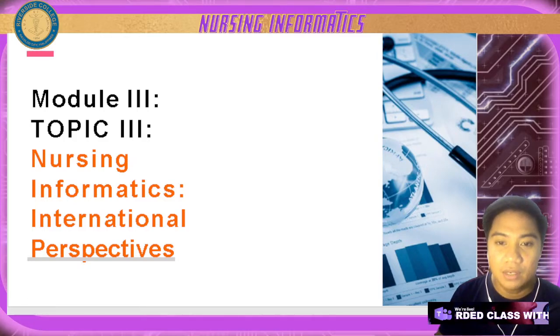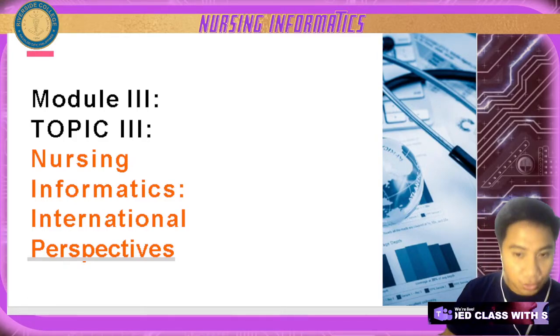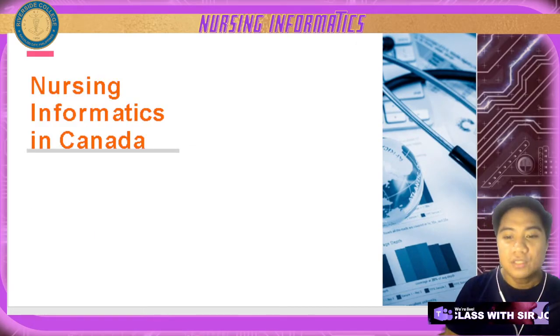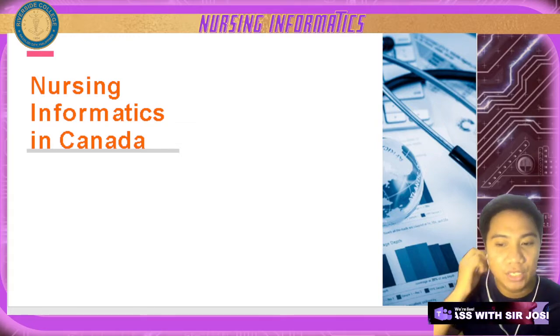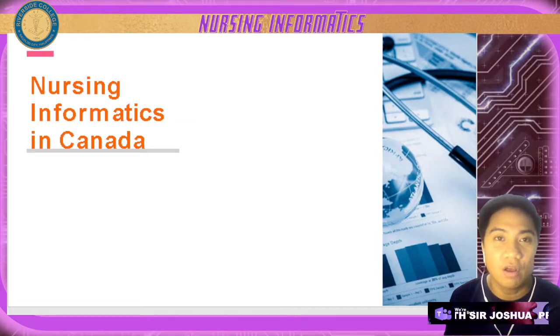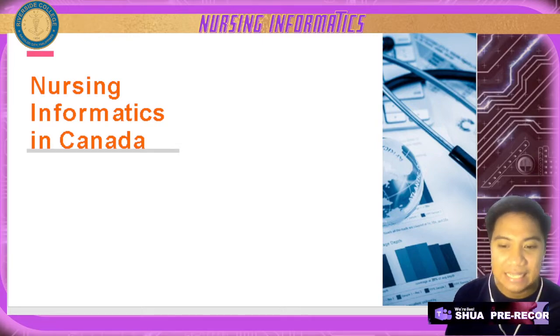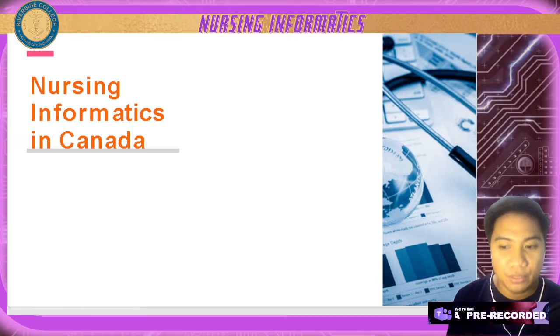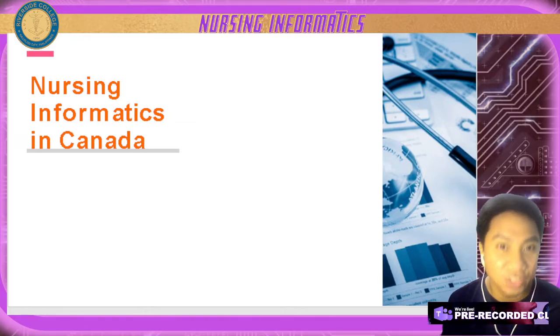So now, let's start with the very first country, Canada. So the nursing role in managing information in health service organizations and care facilities in Canada is similar to that of other developed countries. In Canada, class, Canada believes that registered nurses should be advocates and lead in implementing the collection, storage, and retrieval of nursing data at a national level.